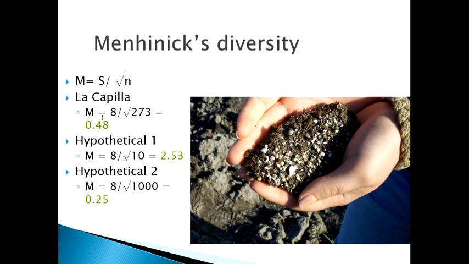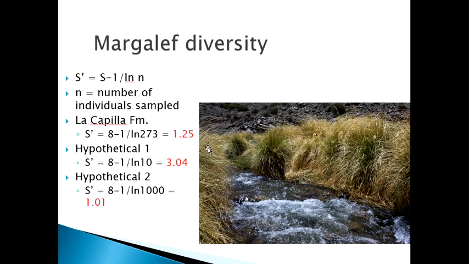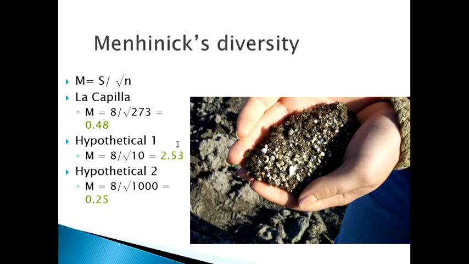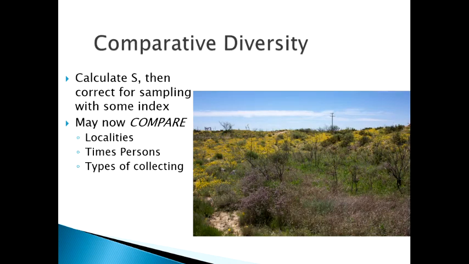Now, you may compare Menhinnick's diversity numbers from hypotheticals, from different localities, and compare them all, but you would never compare, say, a Menhinnick diversity of 2.53 with a Margalef diversity of 3.04. You would not do that. You might calculate both for a particular project or paper, but you would only use numbers within the same diversity index to compare with each other. And comparing is the key thing.